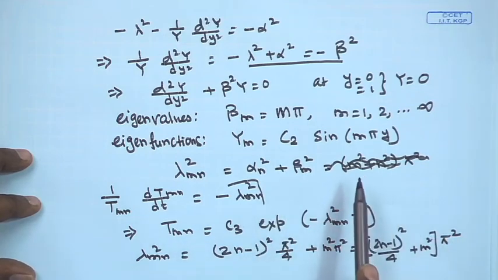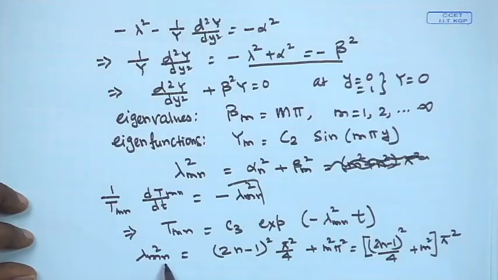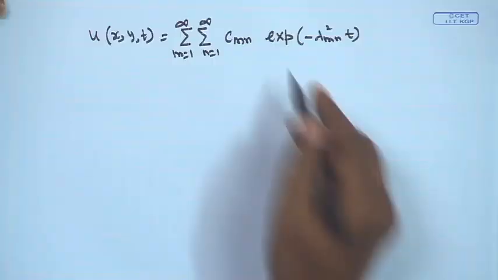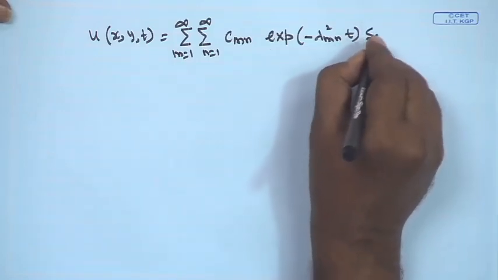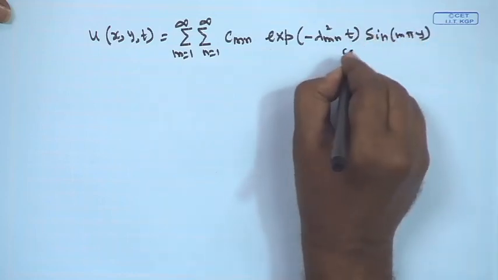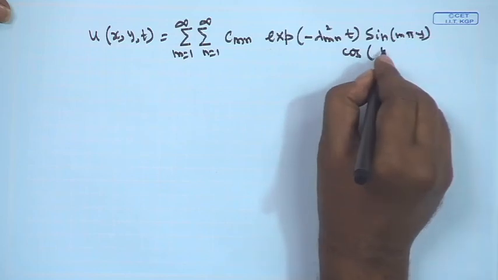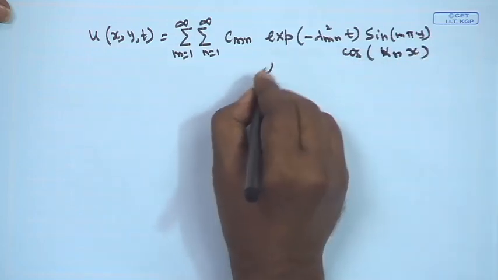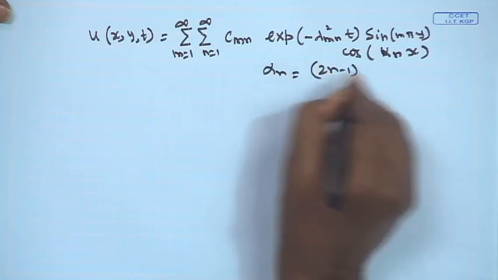In the previous case, when we had the Dirichlet boundary condition on both x and y direction, we had lambda m n square as m square plus n square into pi square. But in this case, one of the eigenvalues is 2n minus 1 pi by 2, another eigenvalue is m pi. Therefore, the expression of lambda m n square will be 2n minus 1 square by 4 plus m square, into pi square. Okay. So, C m n exponential minus lambda m n square t, sin m pi y, and cosine alpha n x, where alpha n is nothing but 2n minus 1 pi by 2.